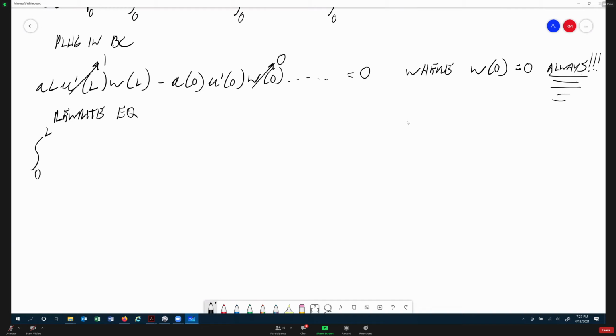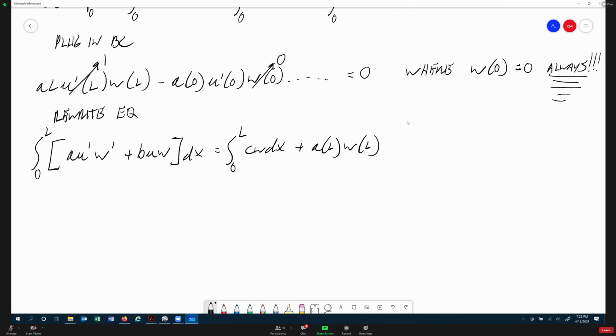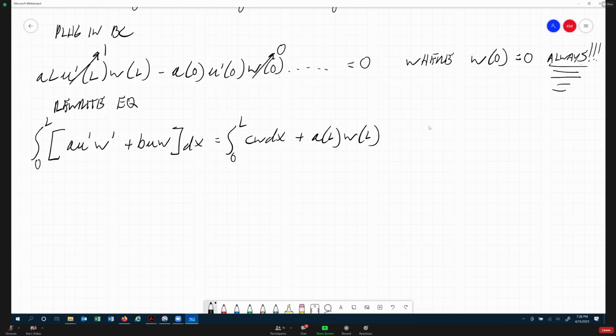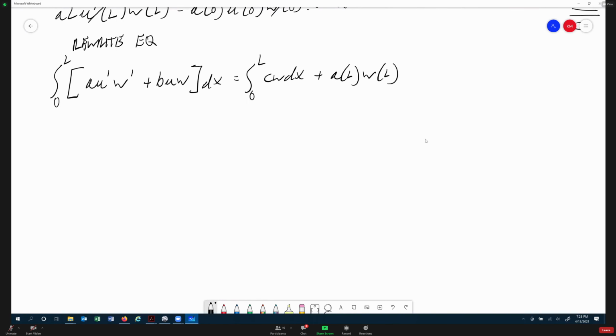Integral from 0 to L, A u prime w prime plus B u w dx is equal to integral from 0 to L, C w dx plus A at L w of L. And now this gives us our weak form.